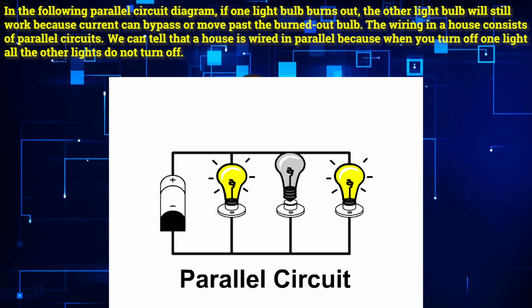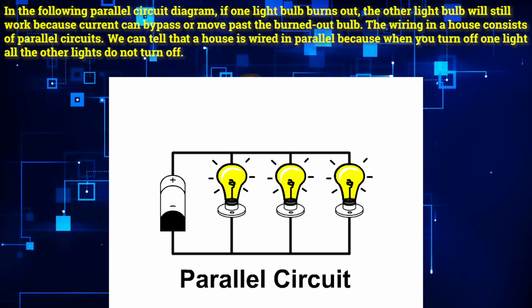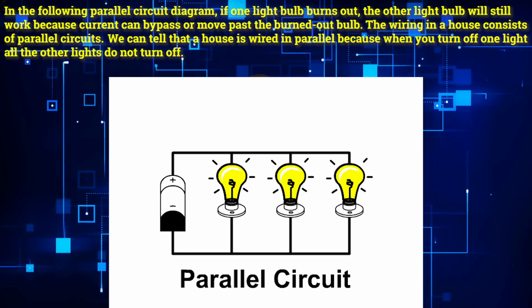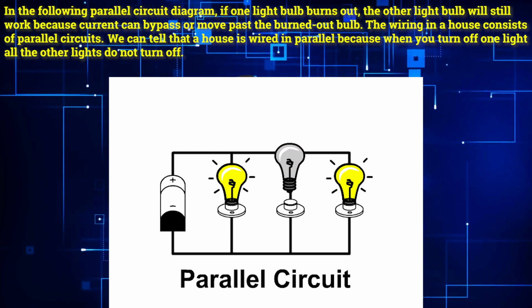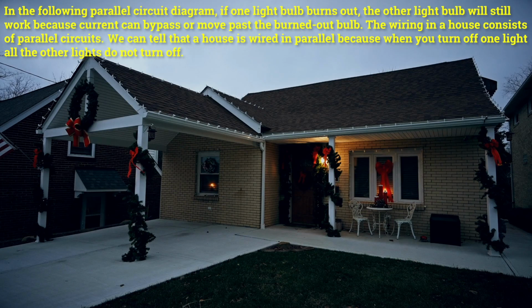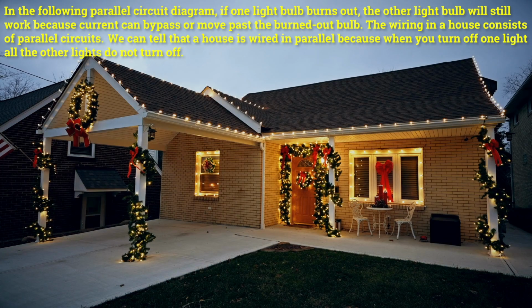In the following parallel circuit diagram, if one light bulb burns out, the other light bulb will still work because current can bypass or move past the burnt out bulb. The wiring in a house consists of parallel circuits. We can tell that a house is wired in parallel because when you turn off one light, all the other lights do not turn off.